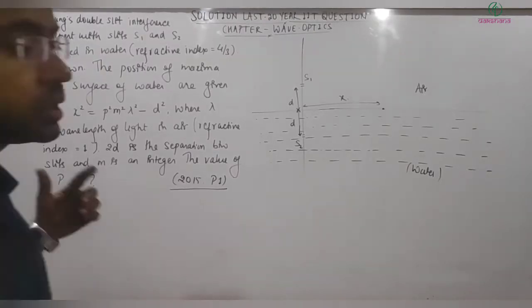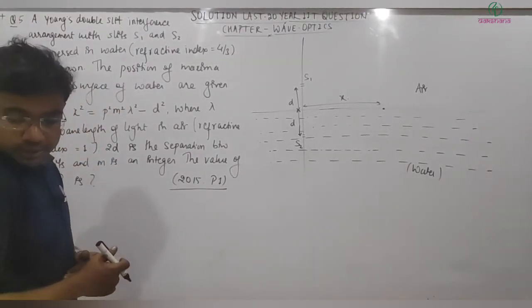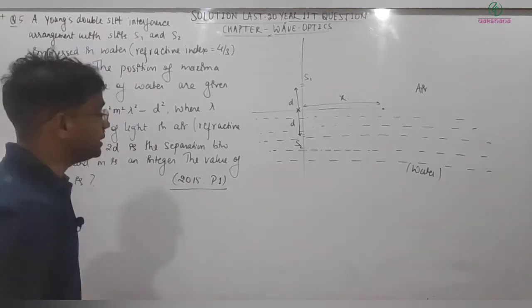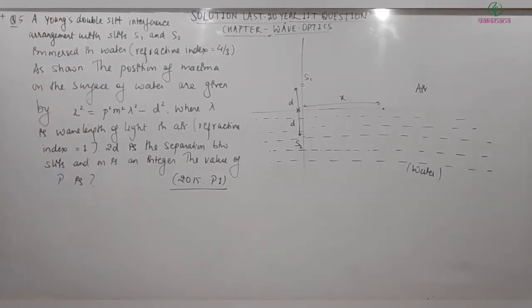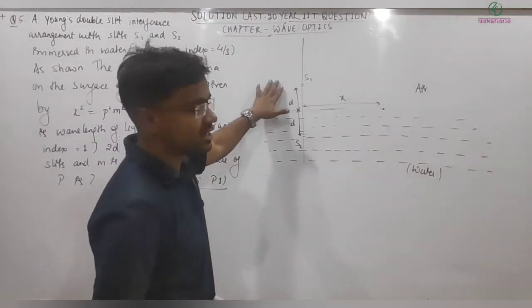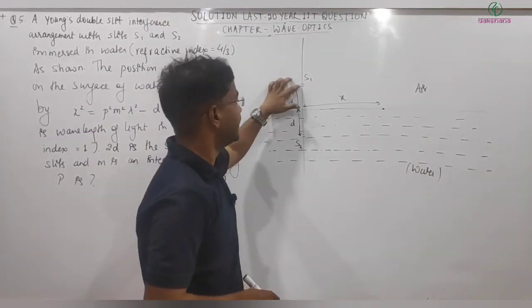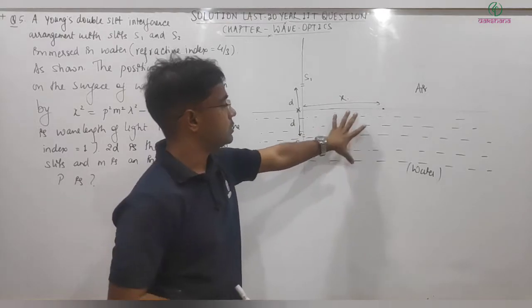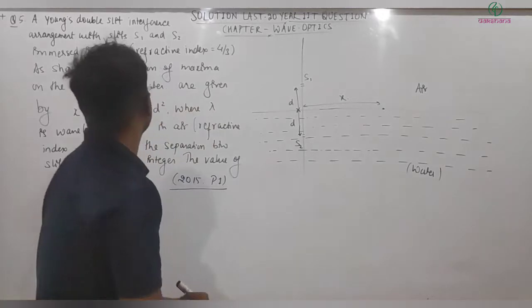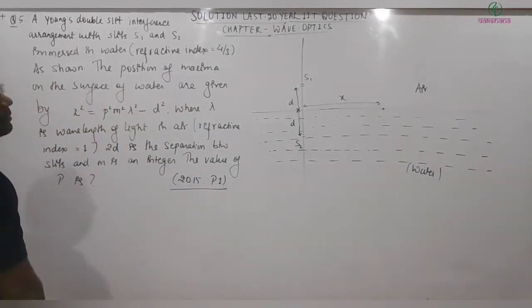Okay, so next question, question number 5. It was asked in the 2015 paper 1, and let me read the question first. Here, in a Young's double slit interference arrangement, slits S1 and S2 are immersed in water. So this is the experimental setup for Young's double slit. Slits S1 and S2 are immersed in water. Here there is water, and on the top it's air. The refractive index of water is given as 4/3, as shown in the figure.